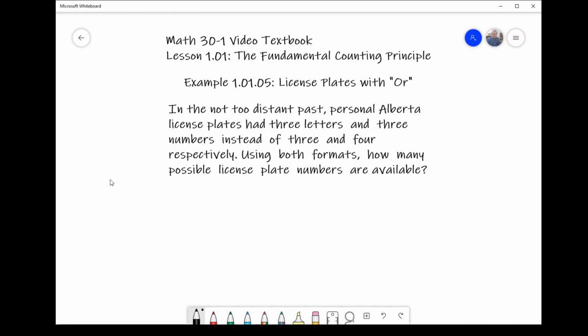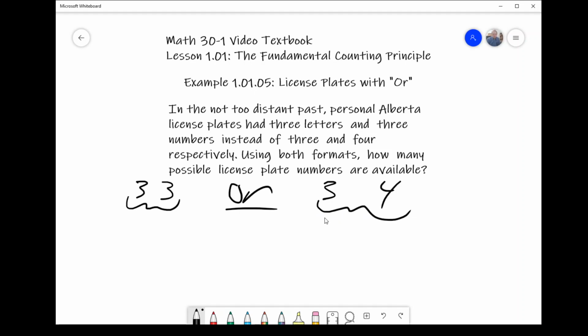Well, either you have the 3 and 3 format or the 3 and 4 format. So this is a case where you need to find out how many there are for the 3 and 3 format, how many there are for the 3 and 4 format, which thankfully is a problem that we've already solved, and then we add them together because this is an OR problem.